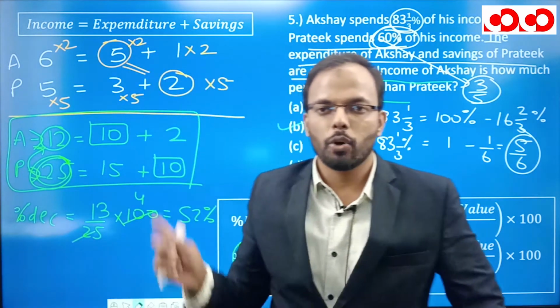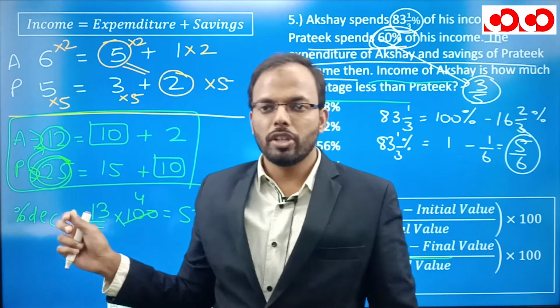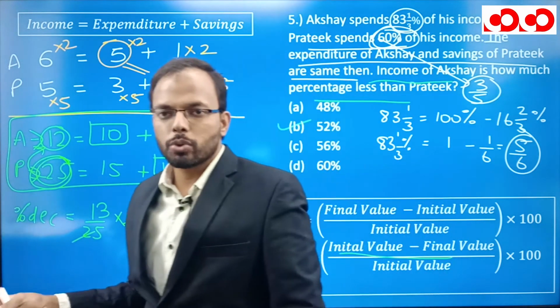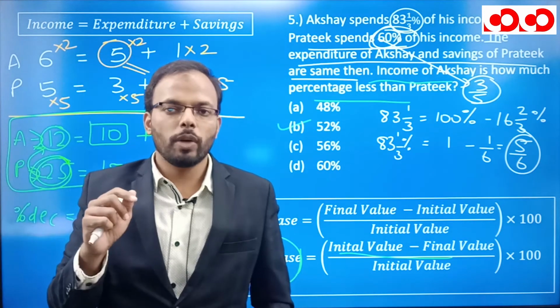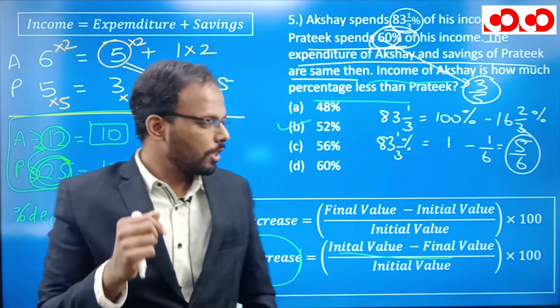As simple as that. I hope this is clear. We have used the ratios and the fractional values, and we should know these two formulas: the percentage decrease formula and that income is equal to expenditure plus savings. I hope it is clear.